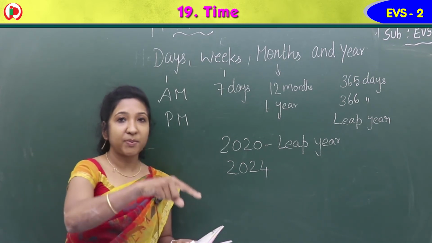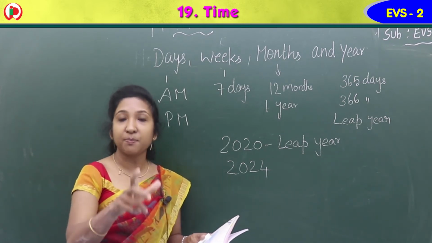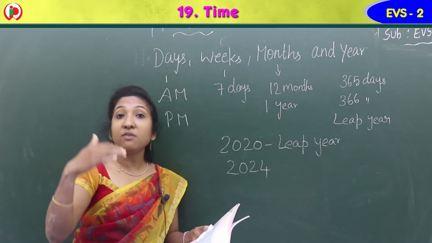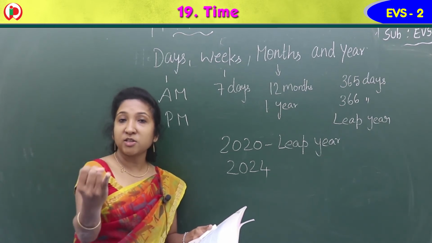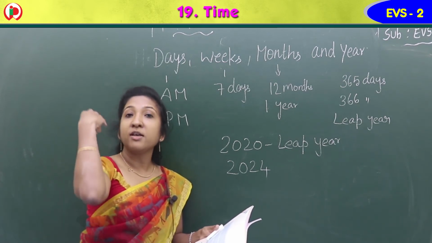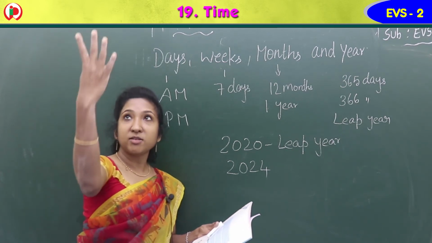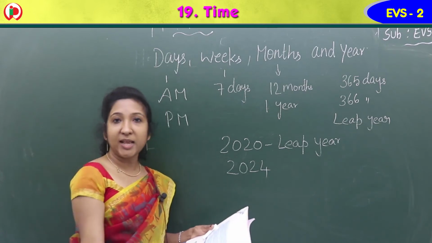Last year was a leap year. 2020 was a leap year. So we get leap year once in 4 years. So after 2020, 2021, 2022, 2023, then 2024, fourth year. It's a leap year again.